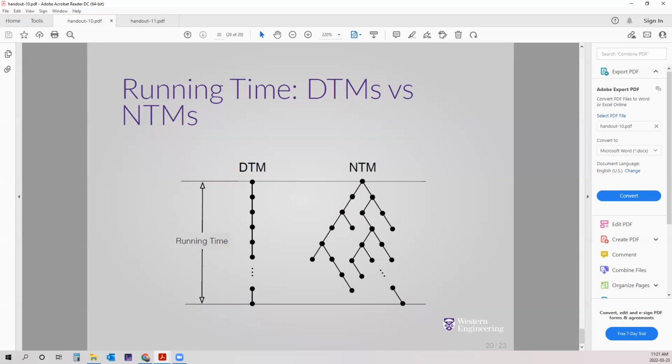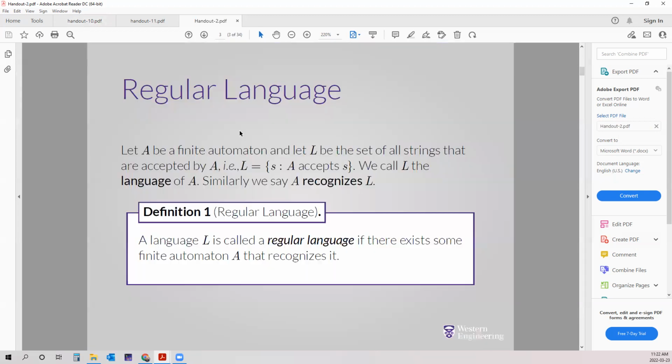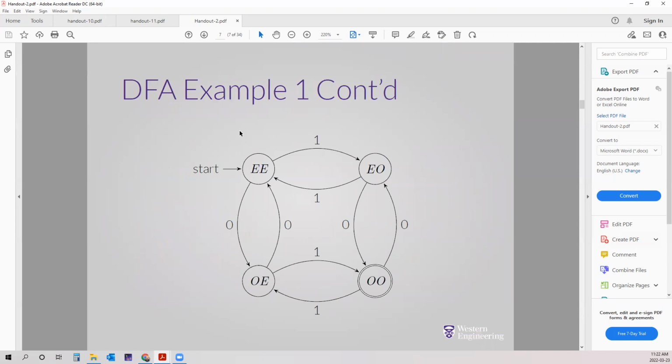Now, let's go back. In this handout, here are our examples. This is deterministic. So if I receive a 1, I'll go here. If I receive a 1, I'll come back here. If I receive a 0, I'll go here. Then I receive a 1, I'll go to the end state. So it's one path based on the input. I will follow one path.